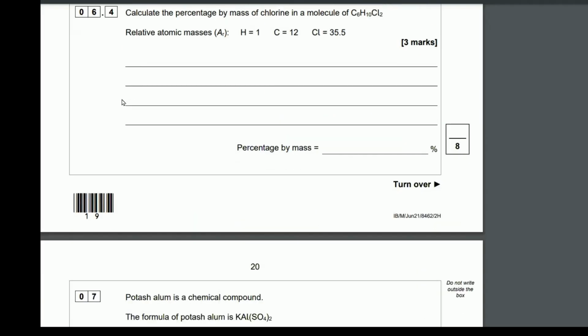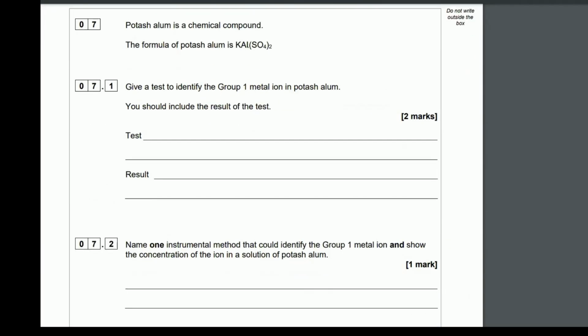Let's move on to question 7. Potash alum is a chemical compound. The formula of potash alum is KAl(SO4)2. Give a test to identify the group 1 metal ion in potash alum. You should include the result of your test.